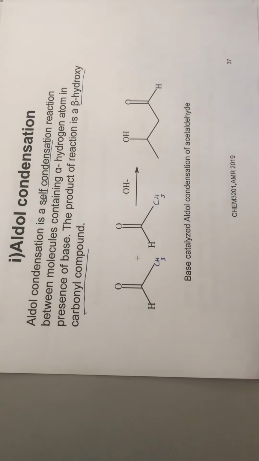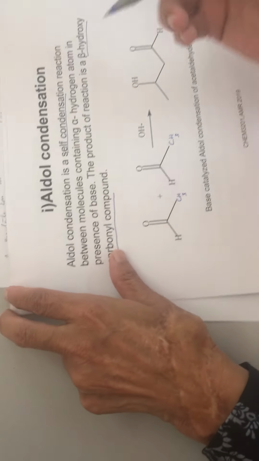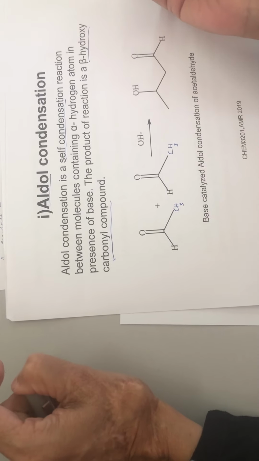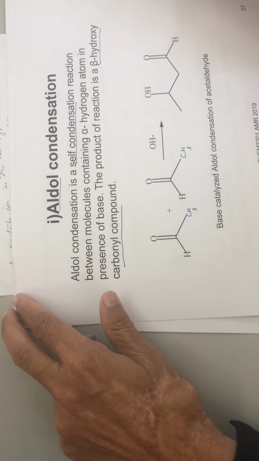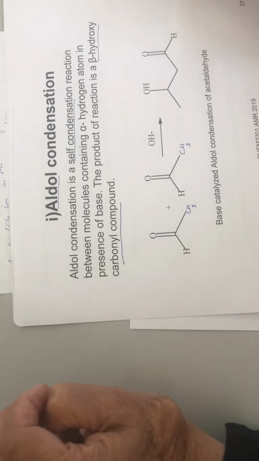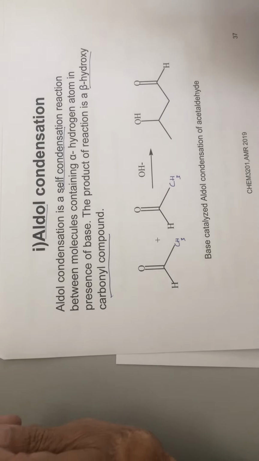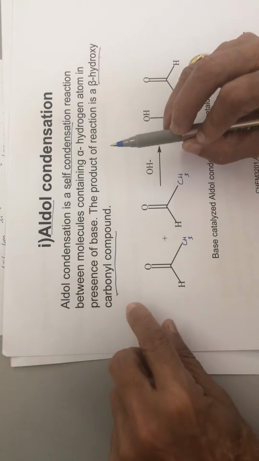Now I am going to start with the aldol condensation. As from its name, this is related to carbonyl compounds, and it can be a self condensation or a cross aldol condensation reaction. In self condensation, two similar molecules, both aldehydes or both ketones, react, and the product will be a beta hydroxy carbonyl compound.